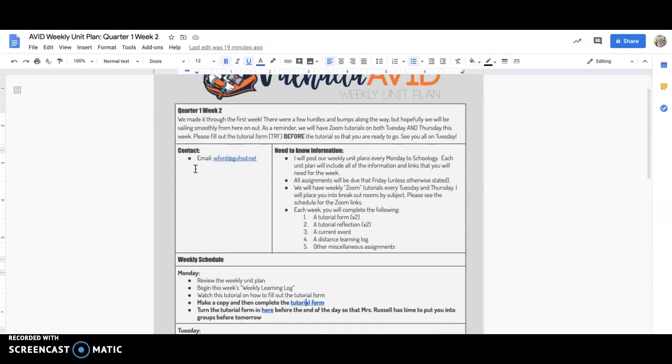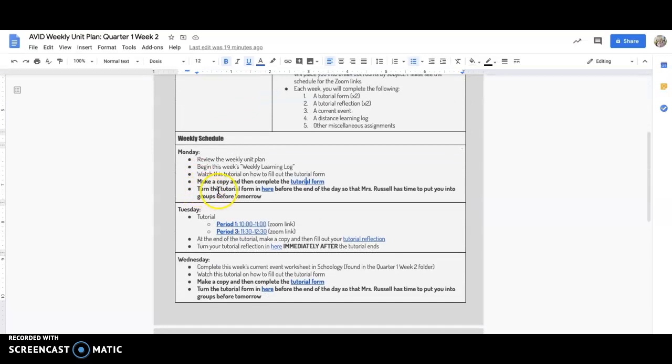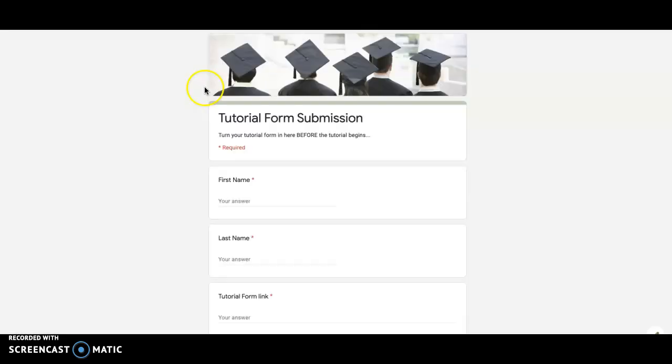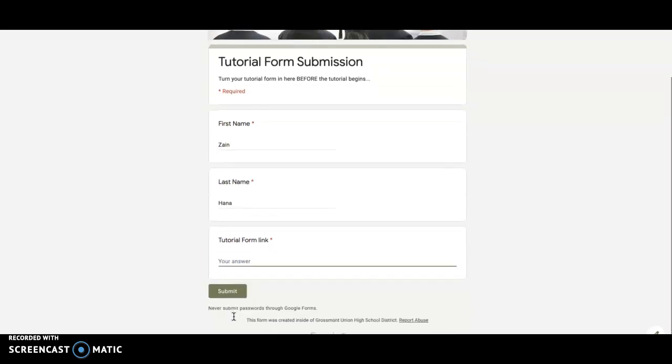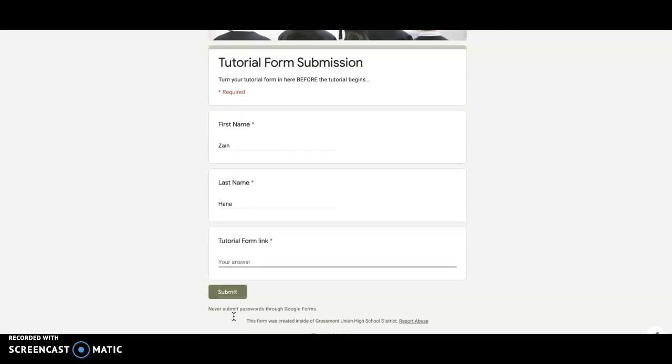Looks like this, and scroll down. It says turn the tutorial form in here. Okay, so right where that blue link is, you're going to click on that tutorial form. You are going to fill this out with your first name. So this is Zane, your last name, and then you're going to paste the link that you just copied off your tutorial form that I just showed you, that share button. You're going to paste the link right here.